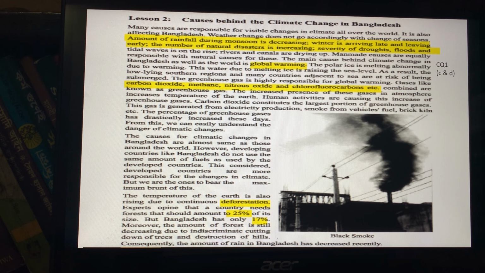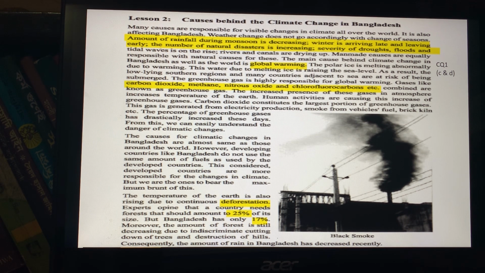We know that climate is changing not only in Bangladesh, but in the whole world. Because of this climate change, what is happening in Bangladesh? The amount of rainfall during monsoon is decreasing, and winter is arriving late and leaving early. Earlier we used to have almost 4 to 5 months of winter, but now only 2 to 3 months. And winter cold is not that severe, isn't it? The number of natural disasters is also increasing, and rivers and canals are drying up.